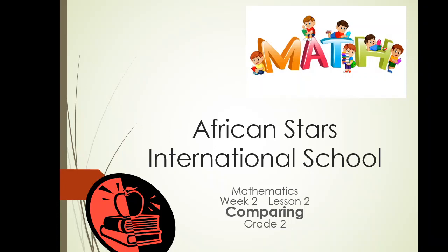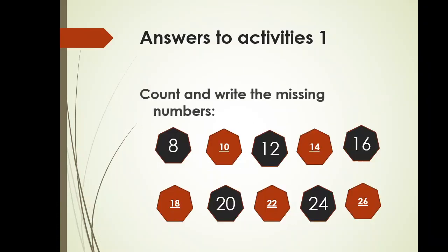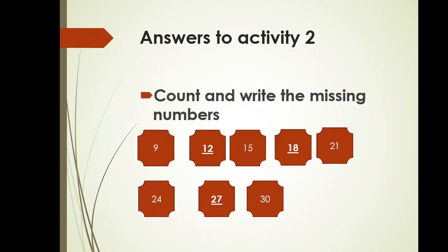Before we start with today's topic, we will look at the feedback to our previous activity in lesson 1. Activity 1 was asking to count and write the missing numbers. Here we were counting in twos, so the missing numbers are 10, 14, 18, 22, and 26.